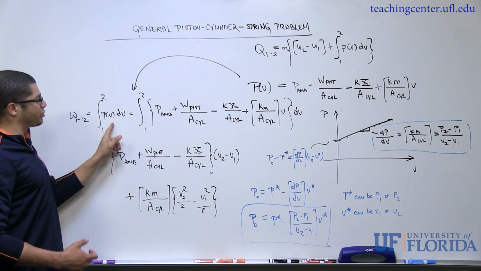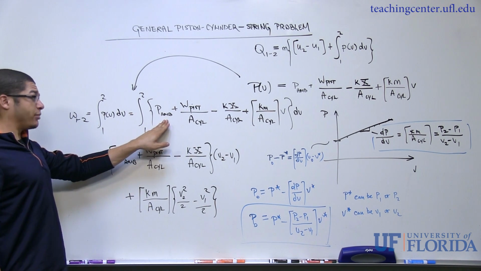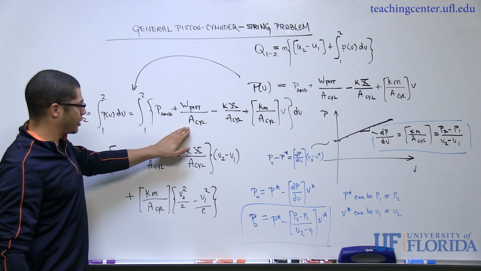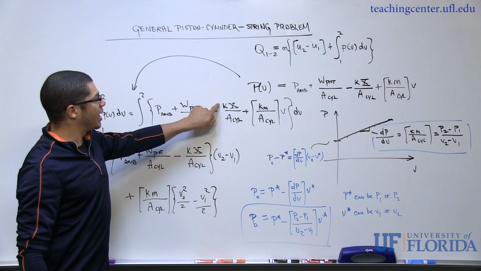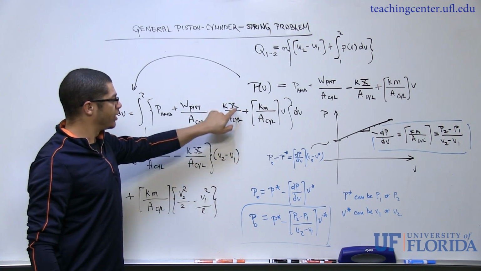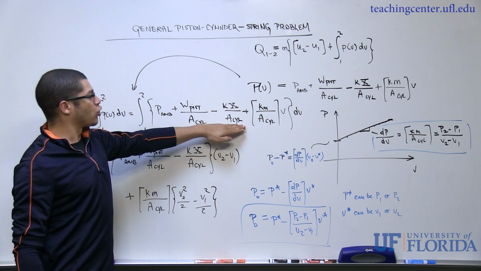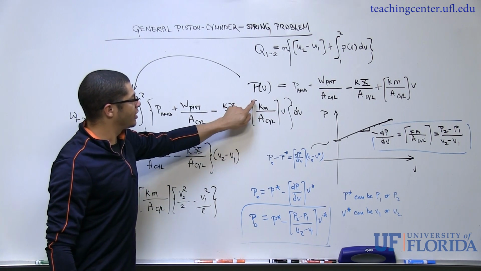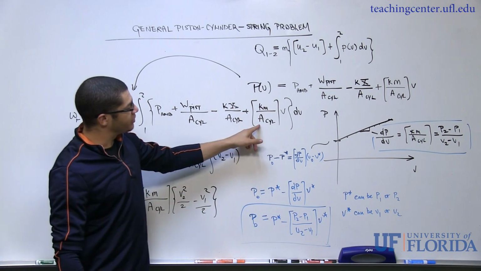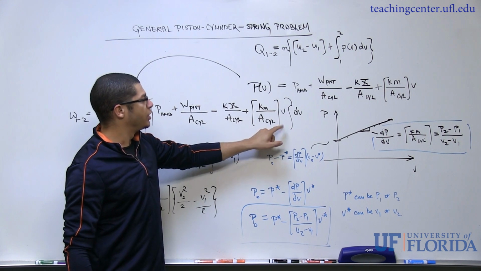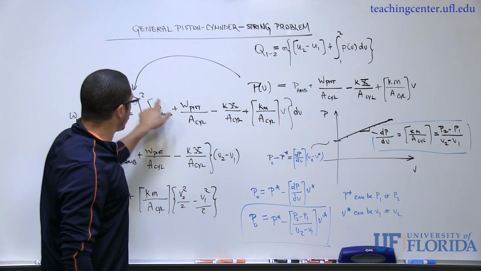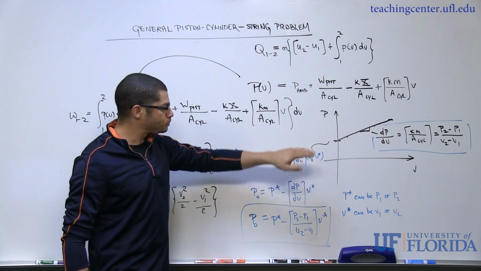So just plugging in my expression for P of v, I've got P ambient plus the weight of the piston divided by the cross-sectional area of the cylinder, minus the spring constant times the equilibrium distance of the piston from the bottom of the spring, capital X, divided by the cross-sectional area of the cylinder, plus the expression, the spring constant times the working fluid's mass, divided by the cross-sectional area of the cylinder, times the specific volume of the working fluid, this whole expression multiplied by dv.